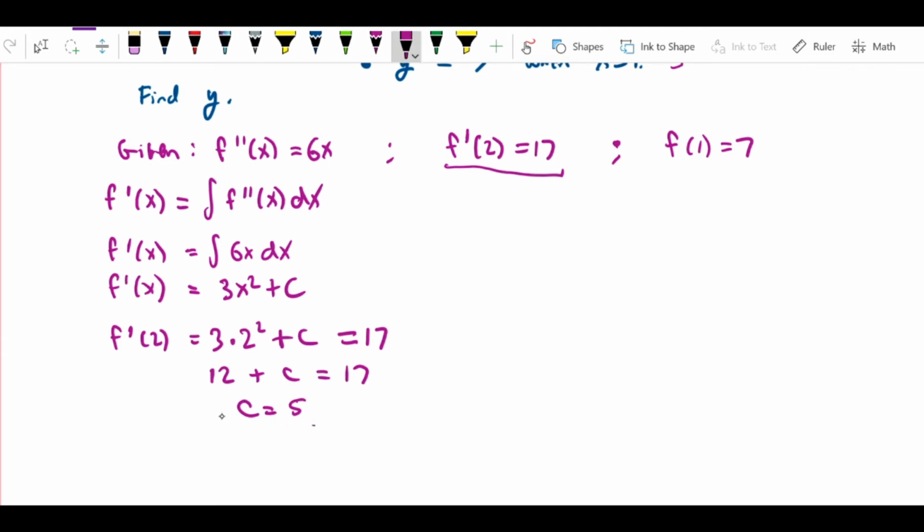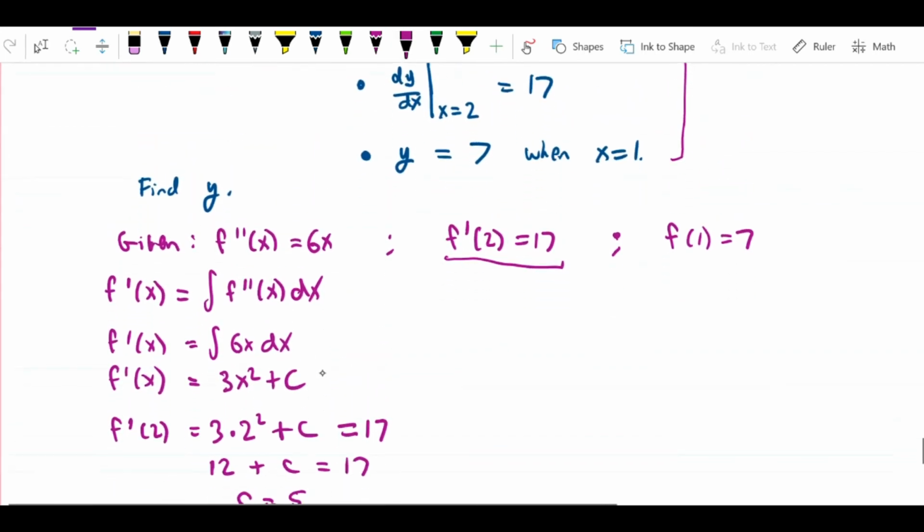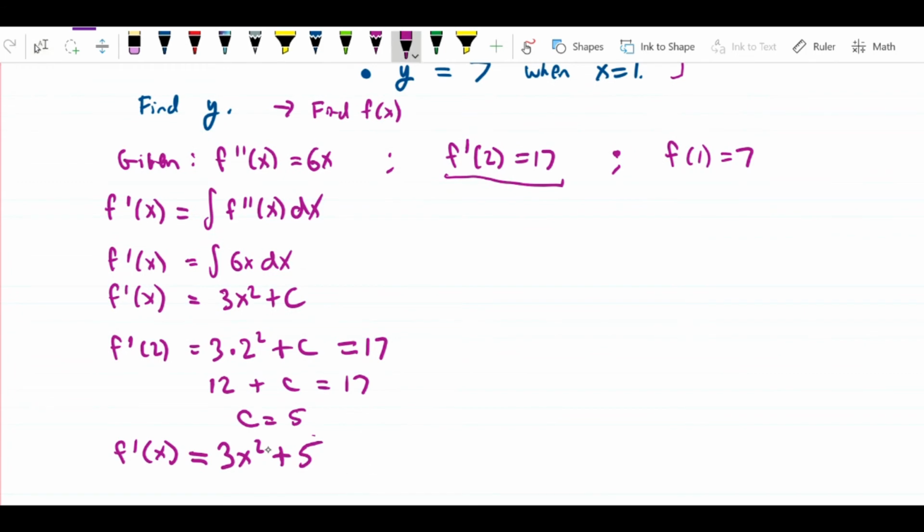What does that tell me? What that tells me is that f prime of x is now no longer just some unspecified function, because I know now exactly what c is because I've solved for it. So f prime of x is equal to 3x squared plus 5. That's f prime. What the question is asking me for is, originally it was y, and since I've changed that into f, what I'm really changing this to is find f of x. So what we want to do now is go from f prime to finding f.